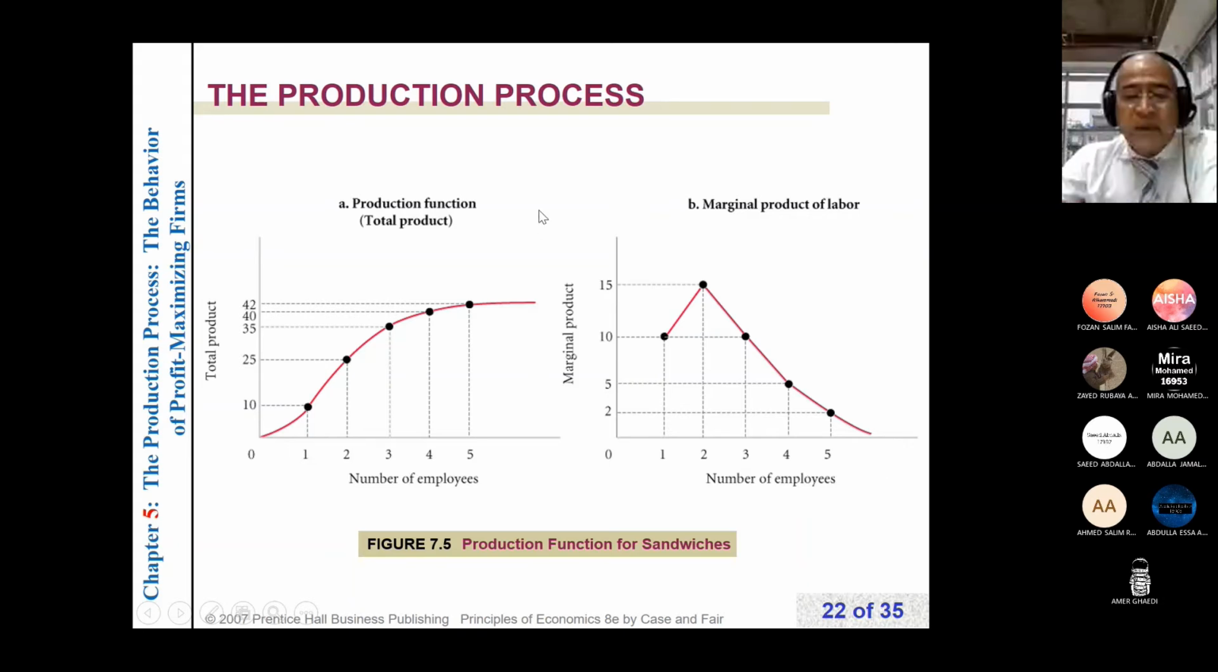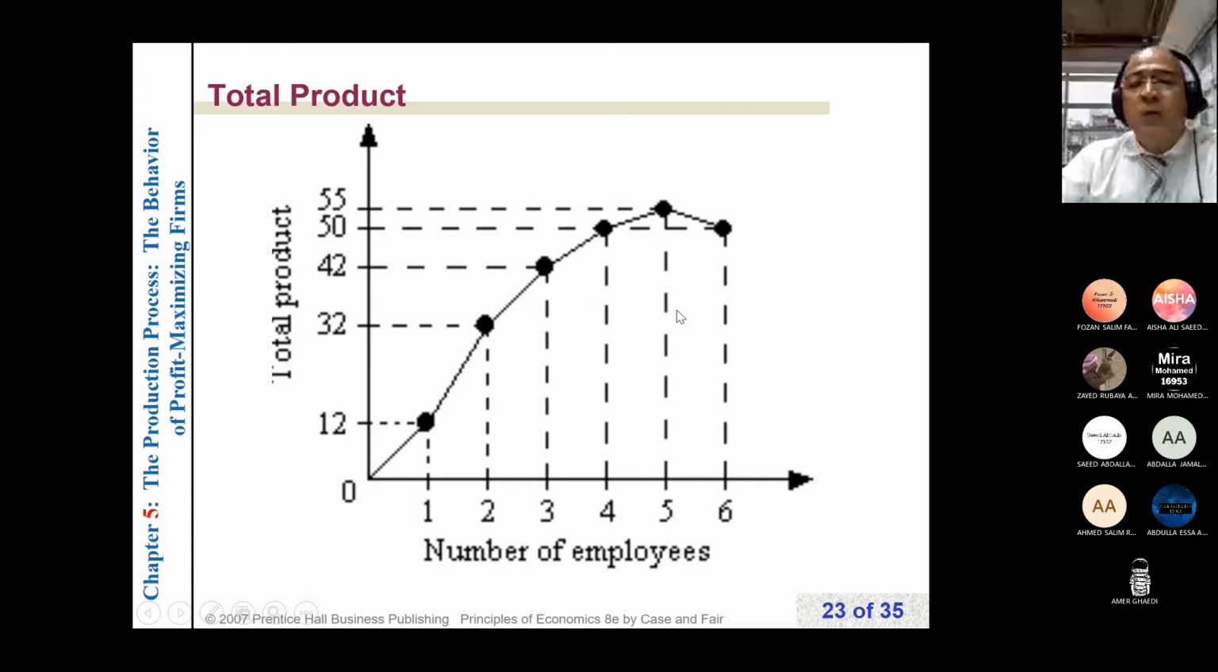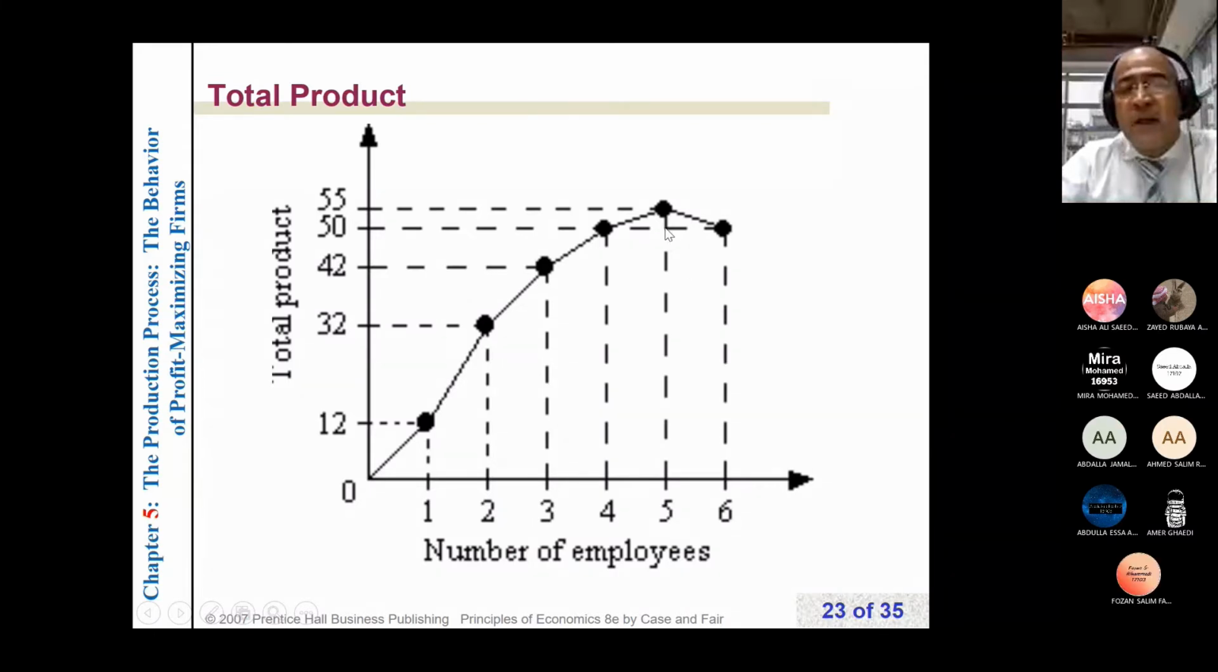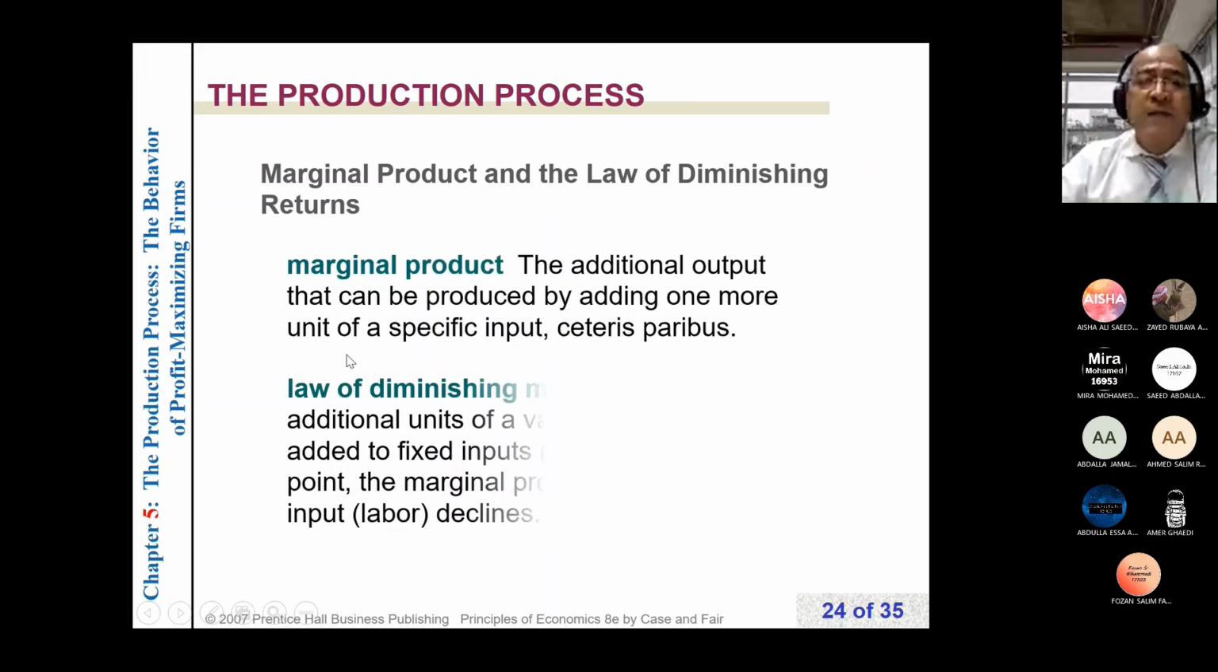So try to be familiar with how to read the graph. See here, according to this example, when we add the 6th worker, total product decreases. Total product decreased from 55 to 50. So marginal product will be -5.